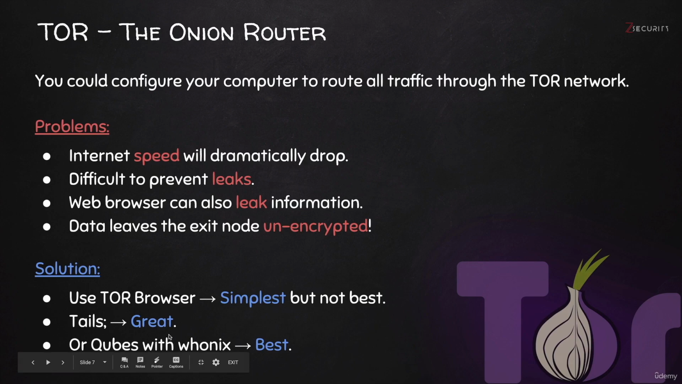A better solution would be to use Tails, which is a Linux distro designed for anonymity and privacy. And the best solution would be using Qubes OS with Whonix Gateway, which is an amazing operating system that is very, very secure and also can be configured to use Tor by default, improving your security, anonymity and privacy. Now, we will go over all of this in the next lectures, starting with the simplest and easiest, and we'll end with the more complex but the best approach.